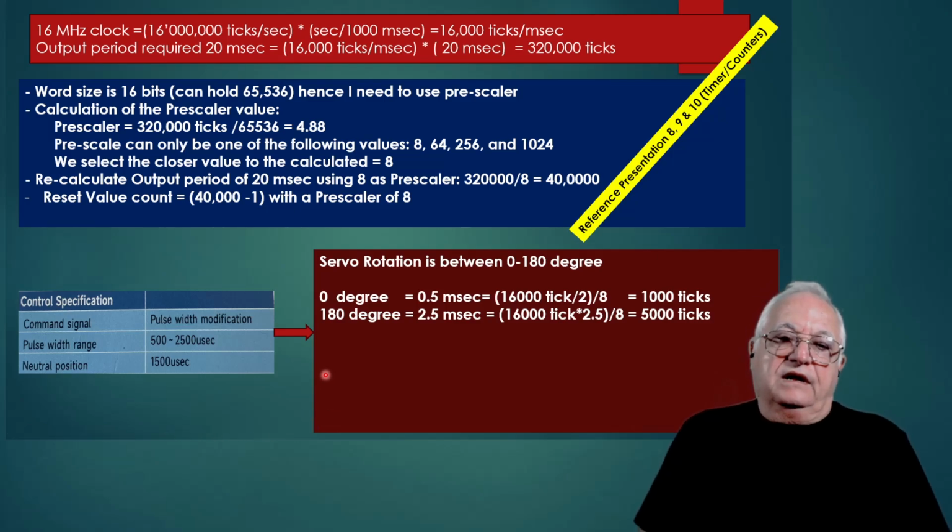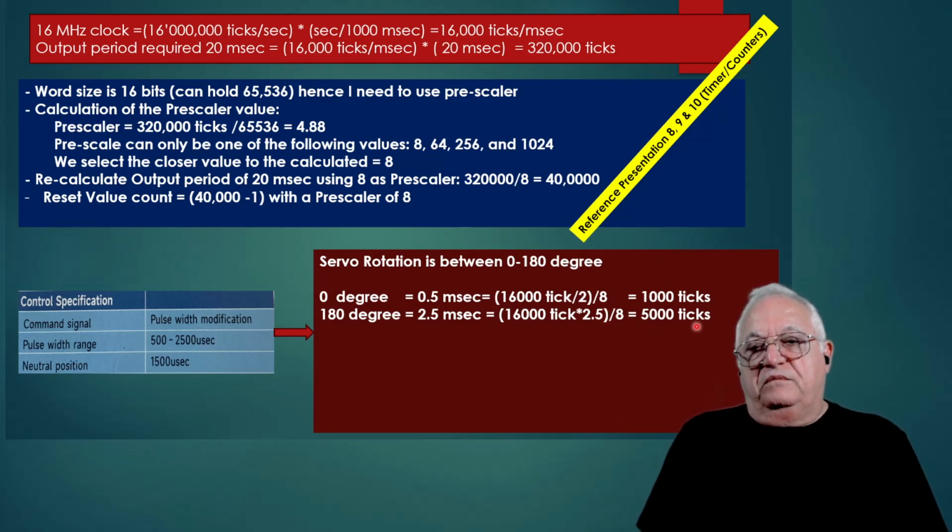Next. Now, if I want to drive my motor to the 180 degree position, then I need to send a signal duration of 2.5 milliseconds. Now I need to convert this to ticks. So 16,000 ticks is 1 millisecond. I need 2.5 milliseconds, so I multiply it by 2.5 and then I divide it by the 8, which is my scalar. So I have 5,000 ticks.